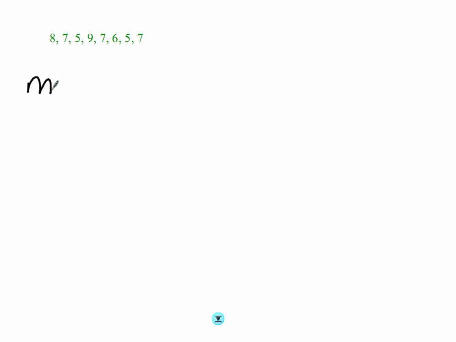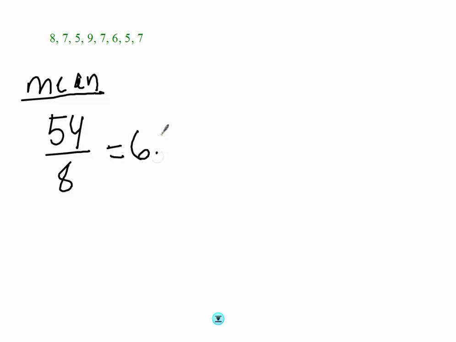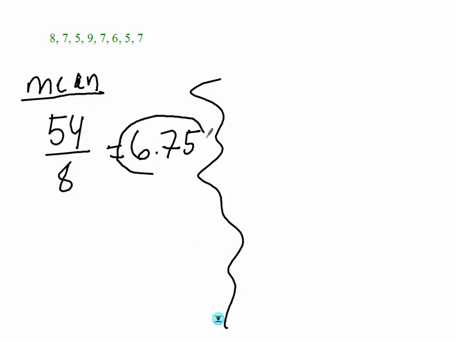So let's first do the mean. And again, that's the average. So what you have to do is you have to add them all up. So I'm going to add them up. 8 plus 7 plus 5 plus 9 plus 7 plus 6. So it's going to give us a total of 54. Okay, and there's 8 numbers total. So 54 divided by 8 is going to come out to 6.75. All right, so that's our mean of 6.75.